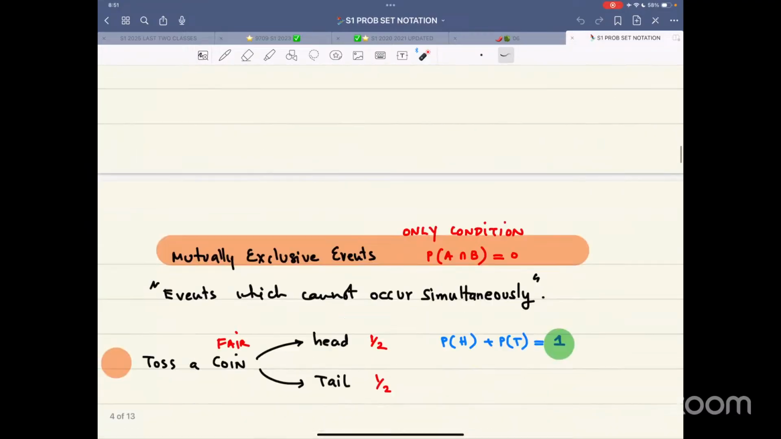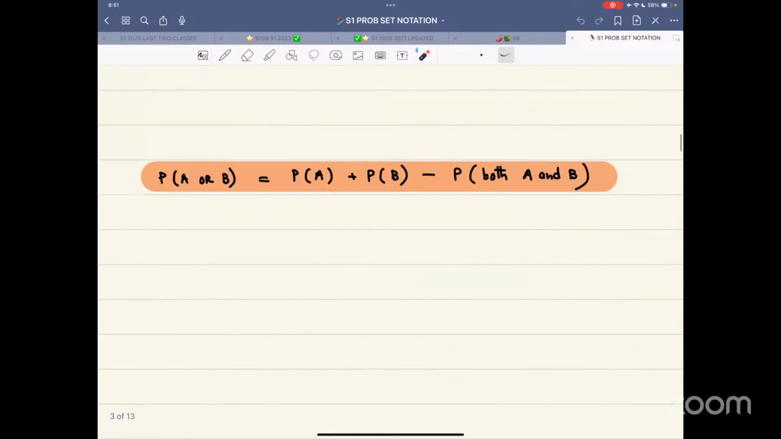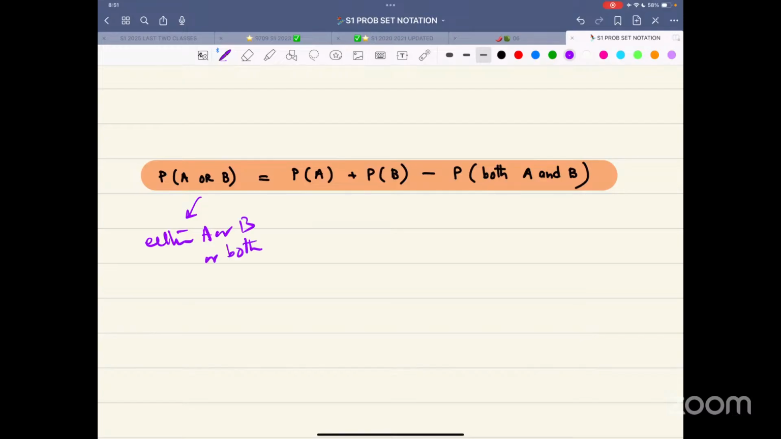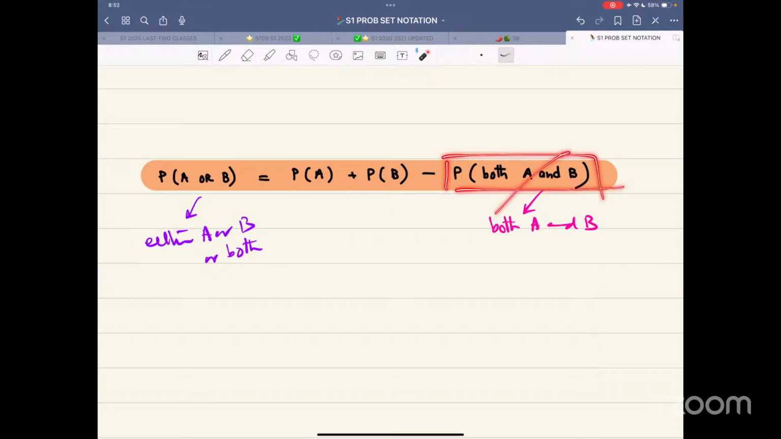Again, this is my favorite. When we are talking about this general probability formula, this is derived from set notation, probability of A or B. What does A or B mean? Either A or B or both. And what does A and B mean? Both A and B. That means if you want the union of anything, add up the probability of individual events and subtract if there is anything in common. And if there is nothing in common, that means it is mutually exclusive, because that's the definition of mutually exclusive.